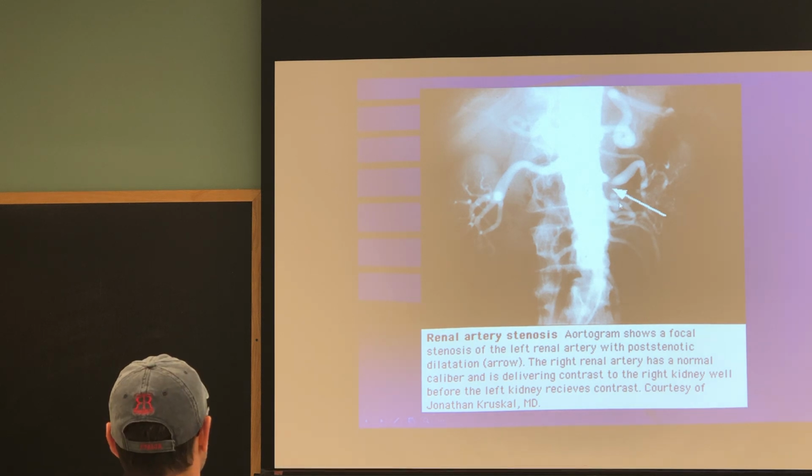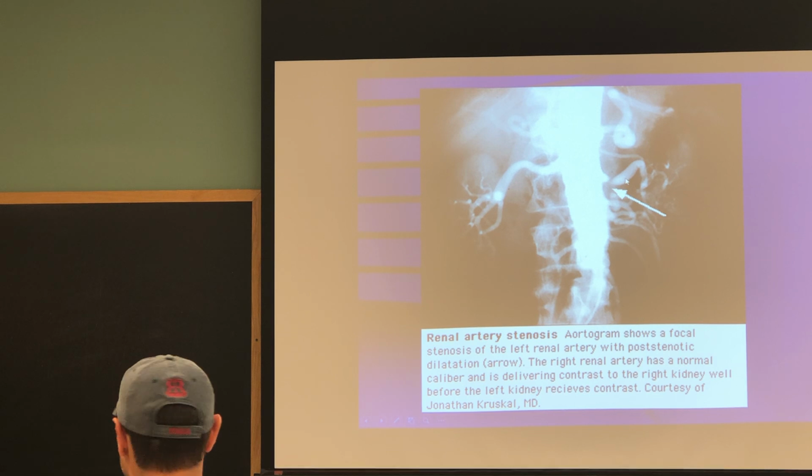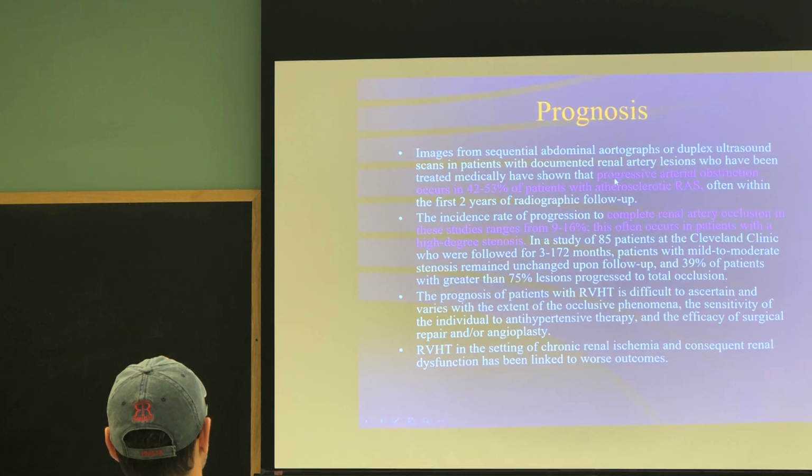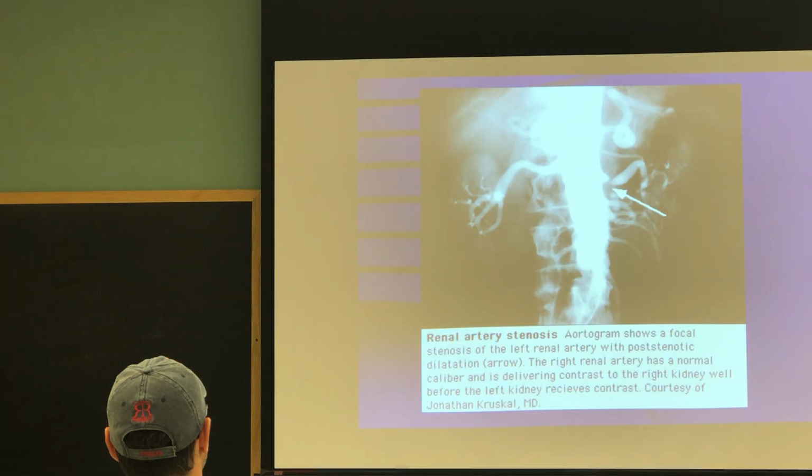Okay, here's better because you actually have the arrow. So do you see the contrast? Look at the contrast here and how the contrast here disappears. Okay. So here's exactly where the stenotic area is present.